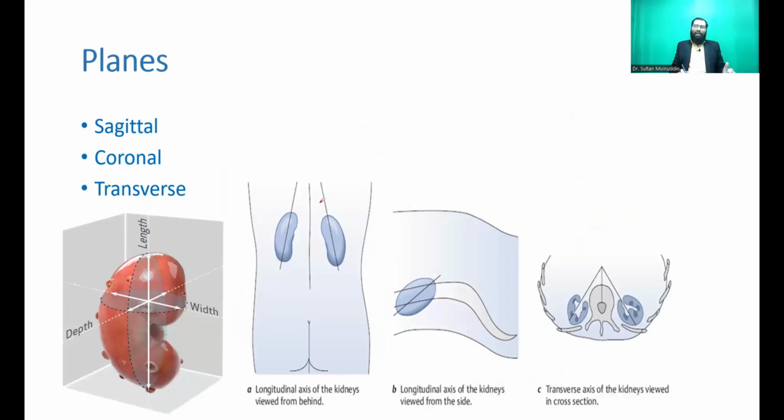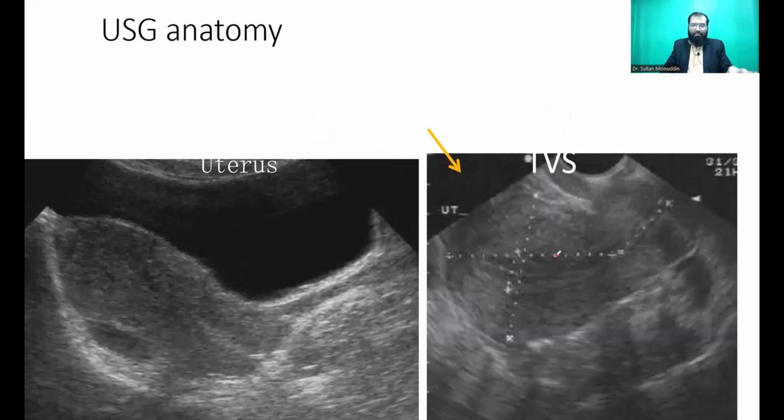Now coming to planes, of course, we have discussed this. So we have sagittal plane, coronal plane, transverse plane. But in ovaries, we have two important planes, long and trans. Okay. Now let's see the fundamentals of anatomy and then let's move ahead.